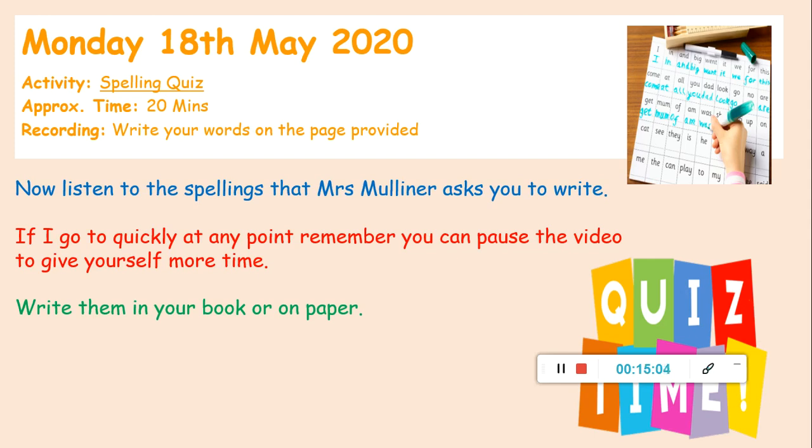Number 7, turkey. I like to eat turkey on Christmas Day. The word is turkey. Number 8, valley. I jumped into the valley. The word is valley. Number 9, journey. I went on an exciting journey. The word is journey.